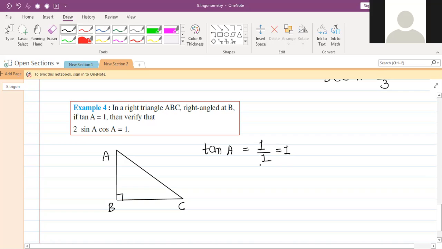Understand? Yes, sir. Now we apply the formula of trigonometric ratio of tan A. What is the formula? Perpendicular upon base. So that means this value is 1 and also this value is 1. Here again we can apply Pythagoras theorem, because we can find the hypotenuse. Understand? Yes, sir.